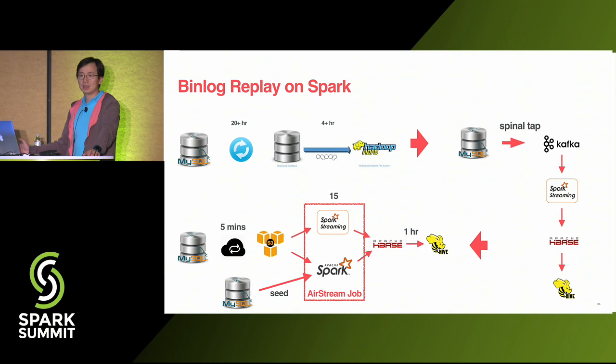The first improvement we did is that instead of restoring the whole database and copying the data out, we developed a tool called Spinal Tap, which is a bin log listener that listens on the MySQL database changes. So we gather the changes, send them to Kafka, and use a Spark streaming job to process those changes. All the changes are stored in the HBase and merged with a previous seeded snapshot, and then the final result will be delivered to the Hive data warehouse.